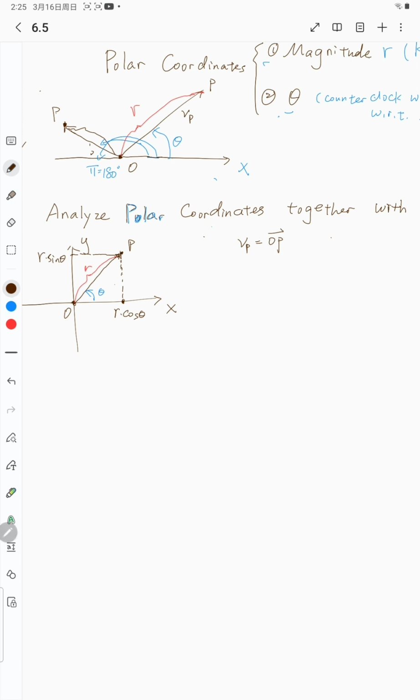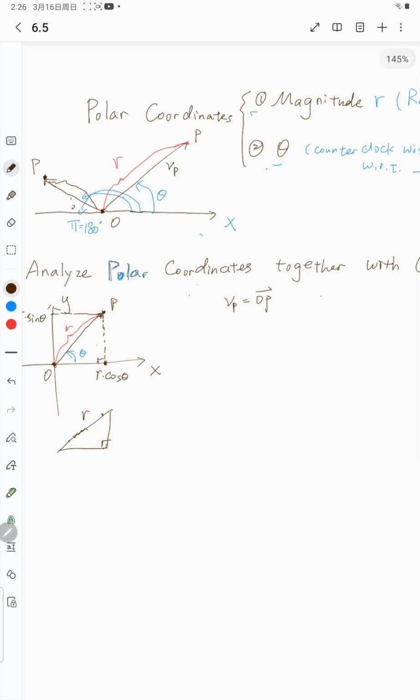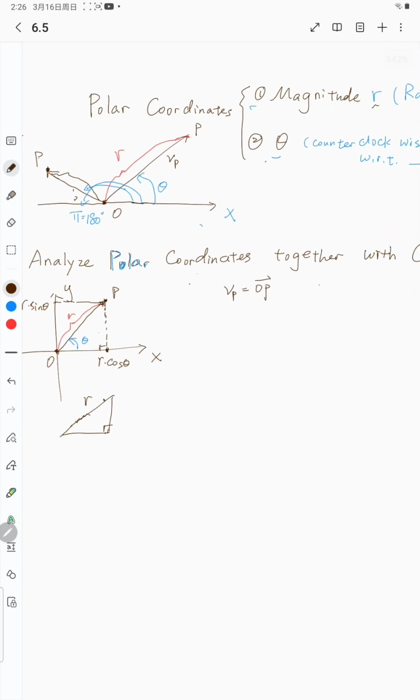So from this, I think you observe that we have a right triangle, which has some nice relation. So the side length here is R, the first component of the polar coordinates (R, theta), and then we have the angle counterclockwise theta. And we know this side is R times cosine theta, and this one is R times sine theta, right?